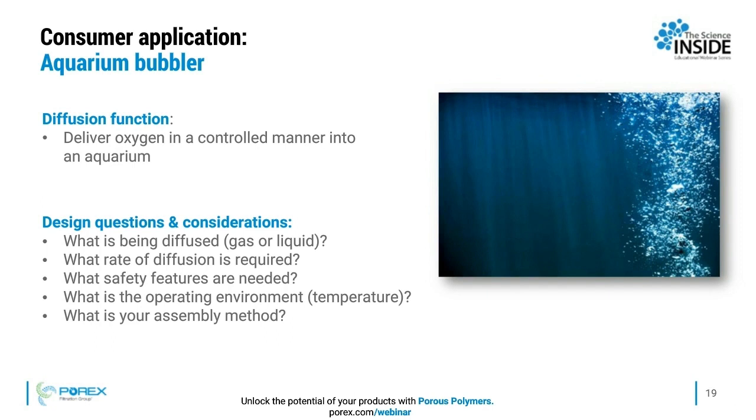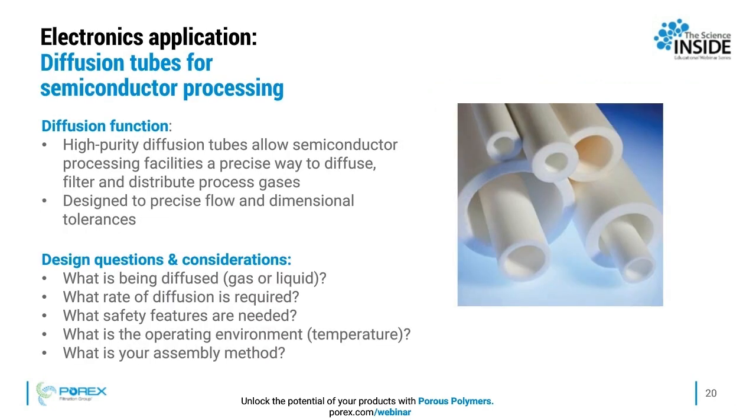Diffusion solves many problems in the electronic space, one critical one being in semiconductor processing. In the semiconductor environment, you need a very high purity facility and a way to diffuse gases to clean and to process the semiconductor wafers. Diffusion tubes are used to do just that. Here it's really important to understand if you're trying to filter out any particles or water or contamination during the diffusion process, what in fact you are diffusing.